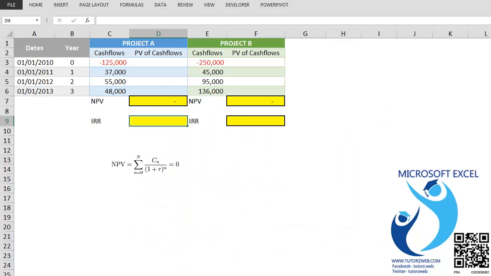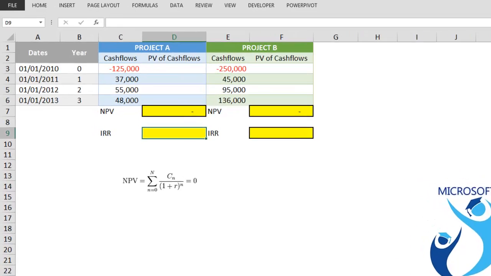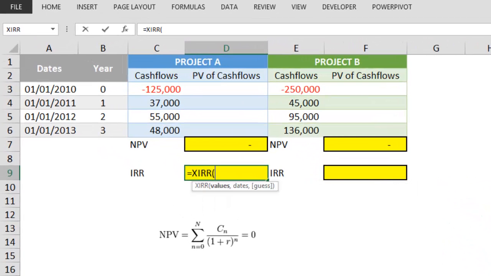Internal rate of return is that rate at which the net present value of all cash flows from an investment is equal to 0. Excel has a very simple function to calculate internal rate of return. It's called XIRR. XIRR has 3 parameters: values, dates, and a third one called guess, which is an optional parameter. So values is the cash flows that you want to evaluate, dates is the corresponding dates of the cash flows, and we'll leave out the third one as it is an optional parameter.